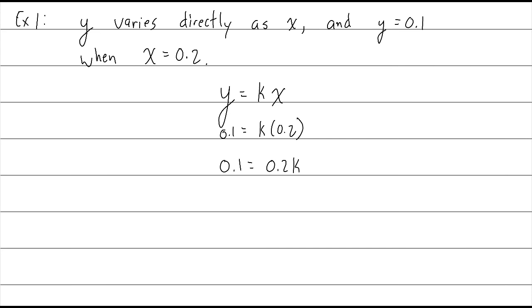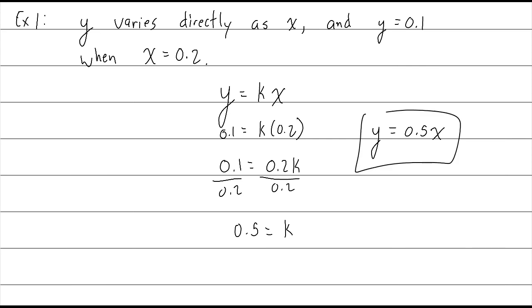If I divide both sides by 0.2, I get k. It's going to be 1/2 or 0.5. So the equation that I'm looking for, y equals 0.5 times x. I almost made the mistake, right? The most common mistake I see is people write this as their answer, right? Nope, 0.5 is k. So 0.5 times x. All right, let's do another one.